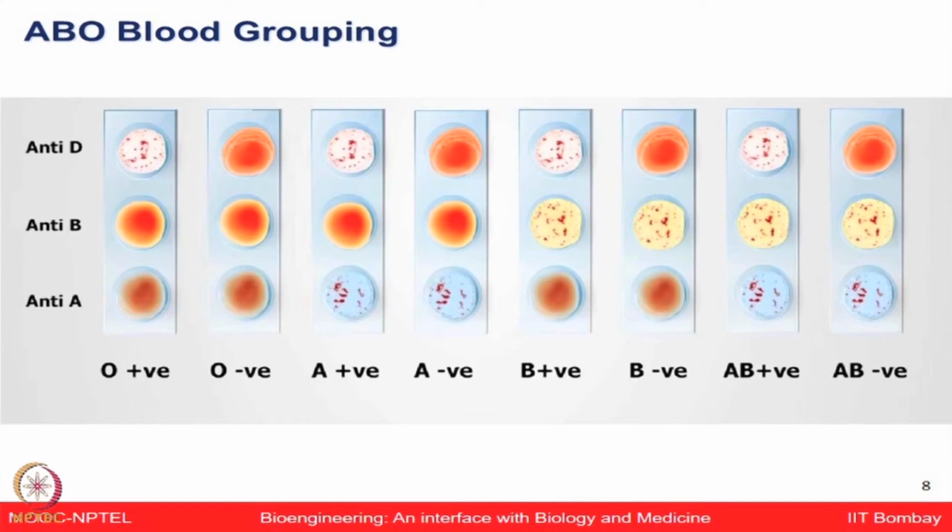Now if you want to look at whether the Rh factor is positive or negative, you are adding a third antibody, anti-D, and if that antibody shows a positive reaction, then you say it is O positive or O negative, or A positive, A negative, B positive, B negative, AB positive, AB negative.